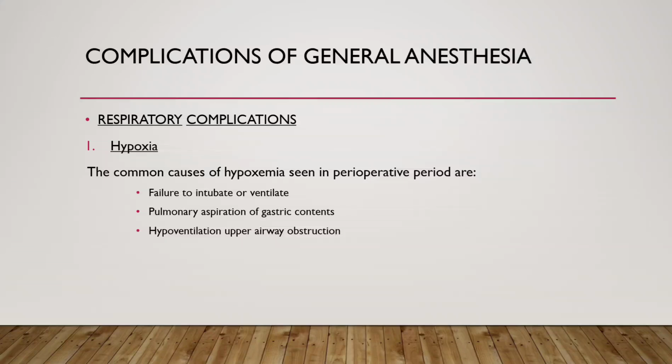The causes are tongue fall. This is due to abolition of tone of the genioglossus muscle during anesthesia. Treatment: the jaw is lifted upward and forward and the head is extended. The next one is oropharyngeal or nasopharyngeal airways and intubation.